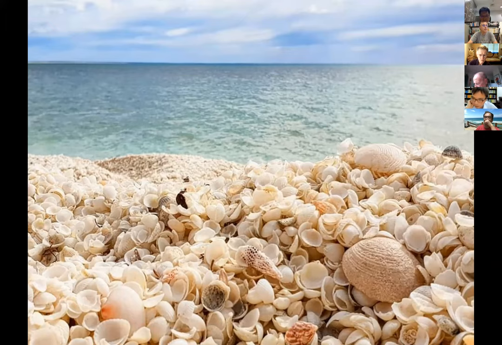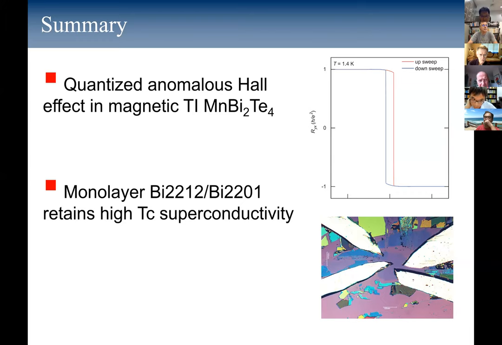So with that, let me summarize. We observed the quantum anomalous Hall effect in the magnetic topological insulator MBT. And we can thin down Bi2212 to the monolayer limit, and you still see the high-Tc superconductivity.